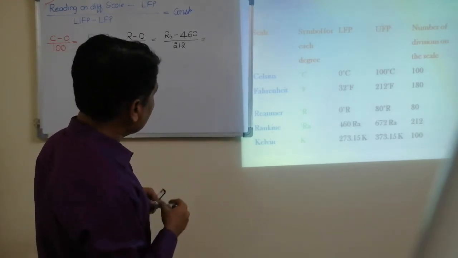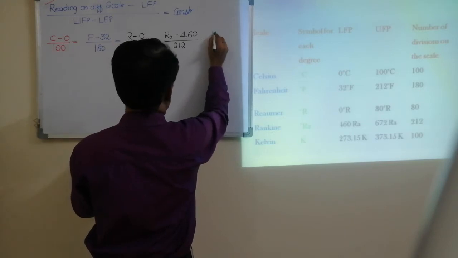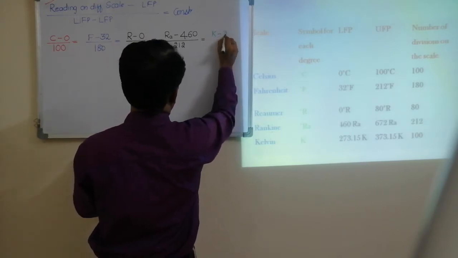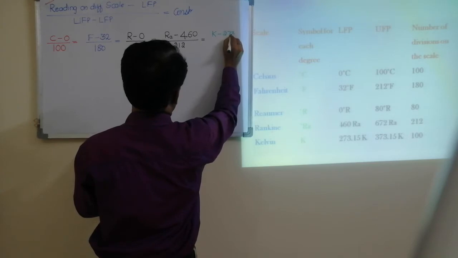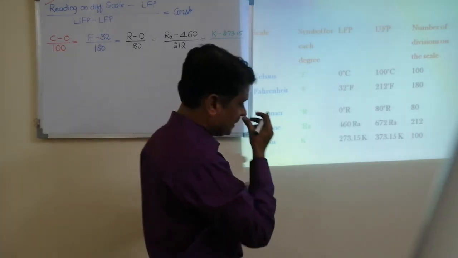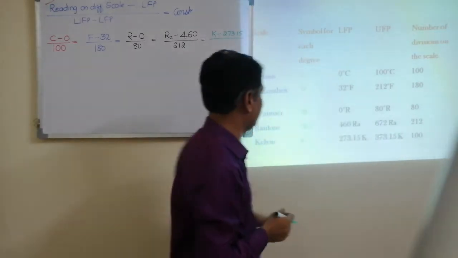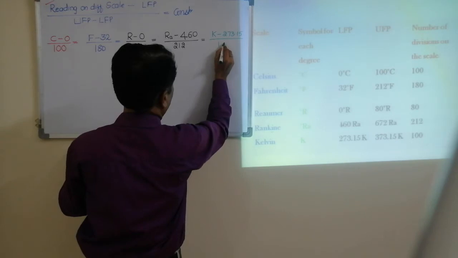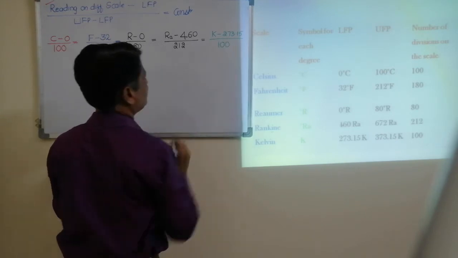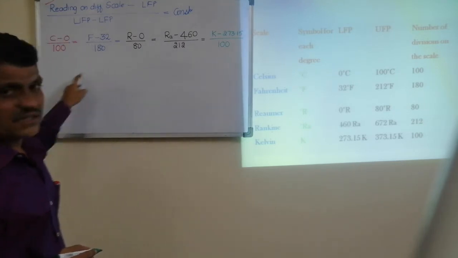Then the Kelvin scale. The temperature is K minus 273.15, divided by 373.15 minus 273.15, which is again 100. Right? So this is the relation for different scales.